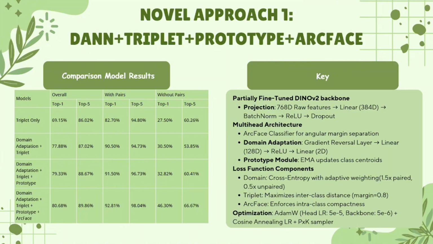This represents a 16-point improvement over configurations without ArcFace and more than doubles the performance of approaches lacking domain adaptation. The 66.67% top-5 accuracy for unpaired classes demonstrates our model successfully learned domain-invariant botanical features that transfer from paired specimens to natural photographs.